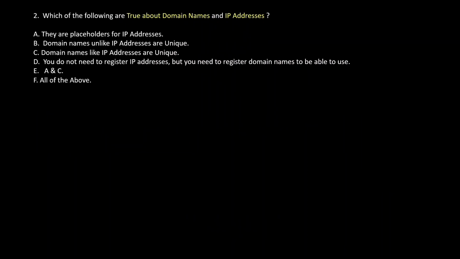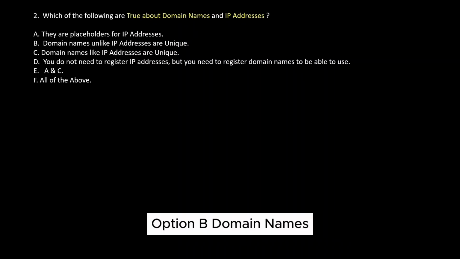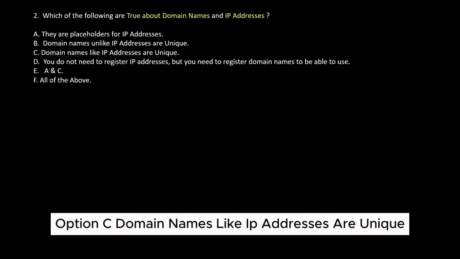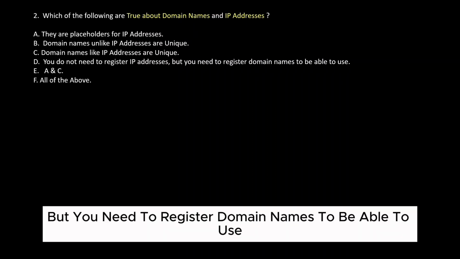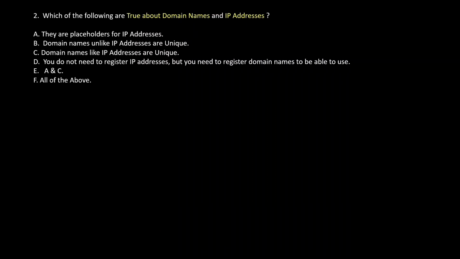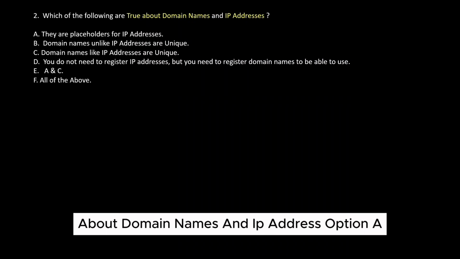Question number 2. Which of the following are true about domain names and IP addresses? Option A, they are placeholders for IP addresses. Option B, domain names unlike IP addresses are unique. Option C, domain names like IP addresses are unique. Option D, you do not need to register IP addresses, but you need to register domain names to be able to use. Going back to the question, the two keywords here are true about domain names and IP address.